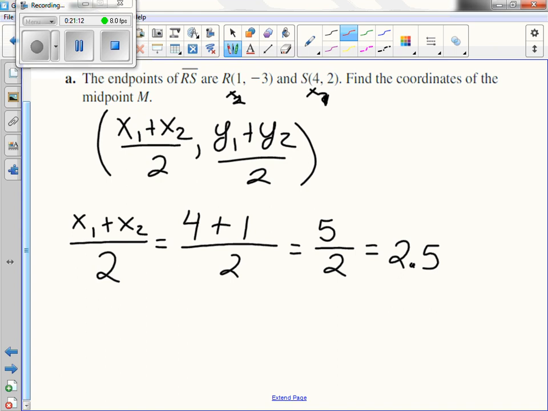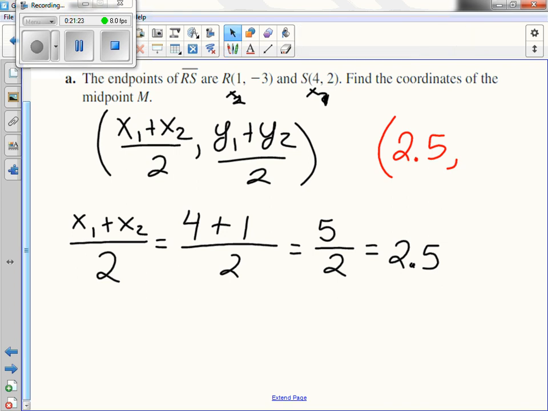So I'll write this in red. Our midpoint, the x value of the midpoint is 2.5. And that's all we have to do for this here. Now we can do the same thing for the y values.